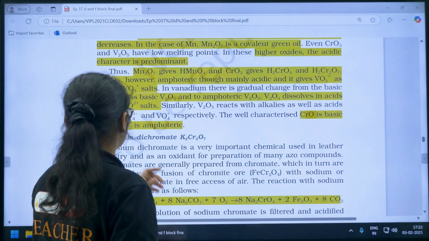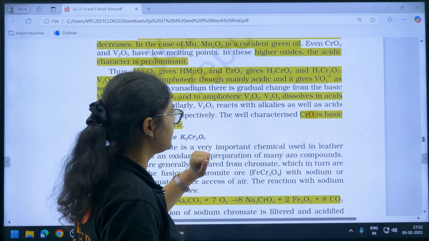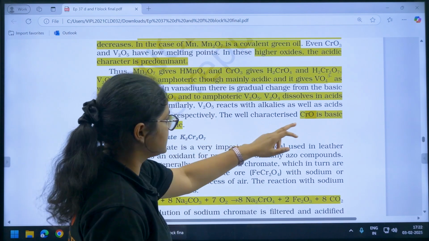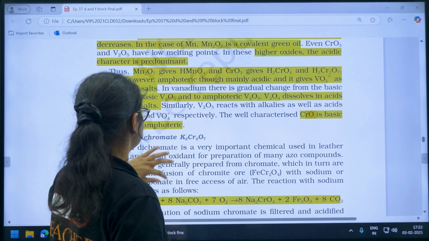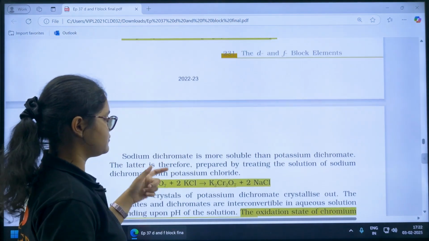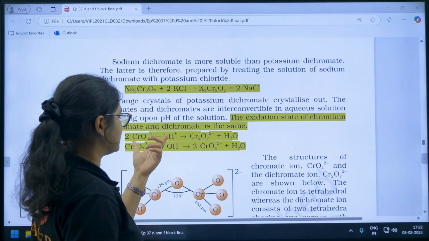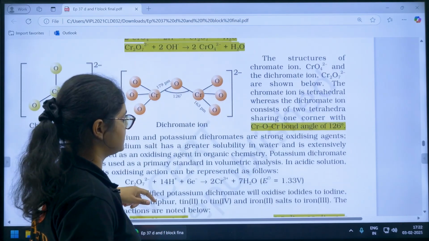Here examples are there: V2O3, V2O4 are basic, V2O5 is amphoteric. Then you have CrO is basic but Cr2O3 is amphoteric. Next you have potassium dichromate reactions, the preparation of potassium dichromate, three reactions, very important. Then its acidic and basic medium conversion, this is important.